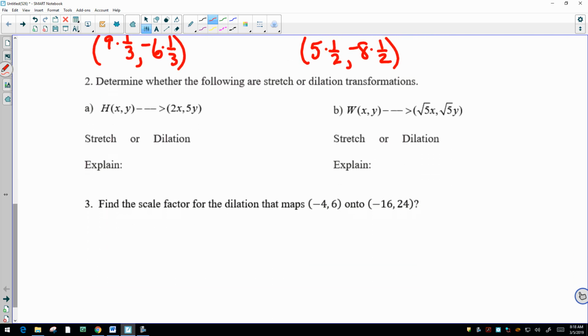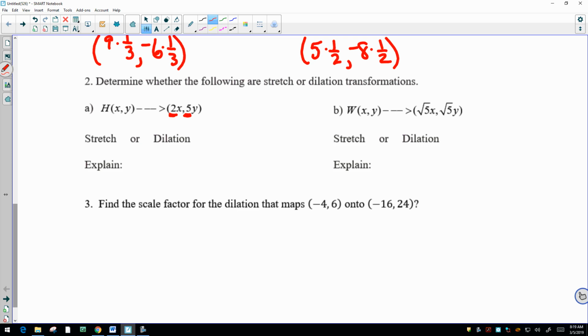Okay, now it says we have to determine if it's a stretch or a dilation. So keep in mind, up above we said for a dilation, we had one number, one scale factor, and it multiplied both the x and the y, the same number. That gave us a dilation. If the numbers are different, such as this first example in A, I can see I'm multiplying x by 2 and y by 5. Well, now it's not a dilation.